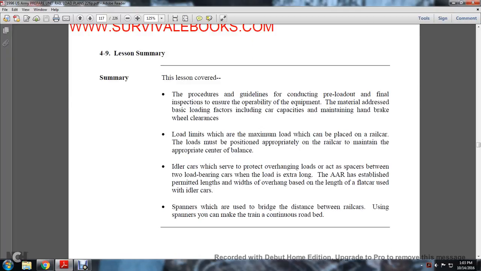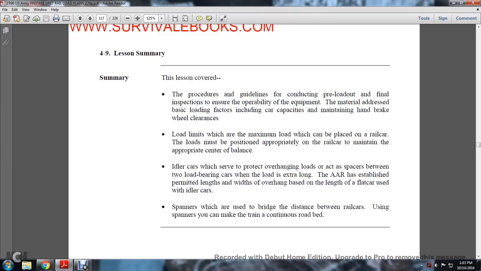Lesson 4.9, Lesson Summary. This lesson covered the procedure guidelines for conducting preload, outload, and final inspections to ensure the operational readiness of the equipment and material addressed for the basic loading factors, including the car capabilities, maintaining handbrakes, wheel clearance, and load limits with the maximum load which can be placed on the railway car. The load must be within its position appropriate for the railway car, maintaining the appropriate center of balance. Idler cars serve to protect overhangs of the axle spaces between two load-bearing cars when the loading is extra long. The Association of American Railroads established the permitted length and width of overhang based on the length of the car used in the idler cars.